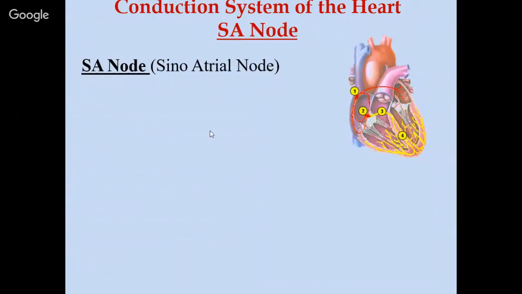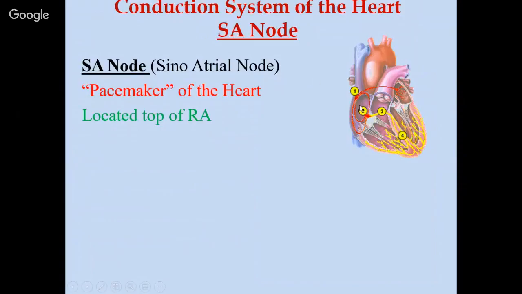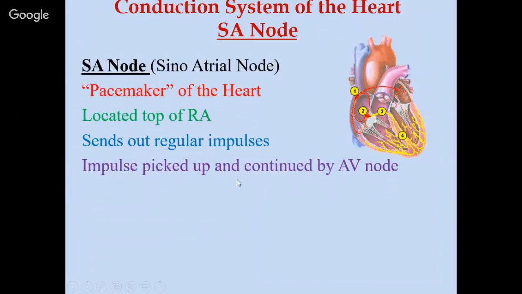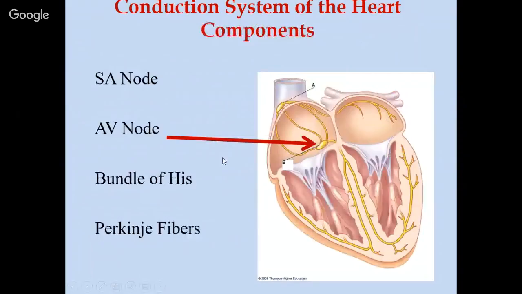Sinoatrial node starts it all. It's the pacemaker of the heart. It's in the right atrium. It sends out regular impulses. The impulse is picked up and conducted by the AV node. That is sinus rhythm. If you see in a cardiac assessment documentation that says NSR, that is normal sinus rhythm.